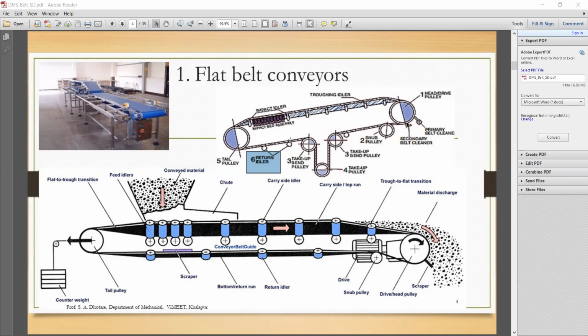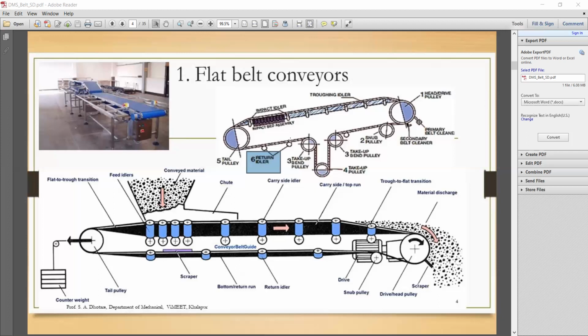Then loose materials, normally you can say nuts, bolts, castings, forgings, small castings, small plastic parts, which can be transferred or conveyed in a shop floor as well as in a foundry. About the packages, the box, wooden box, drums, cartons, such things we can convey in packaging sections where the conveyor system is used for transmission.